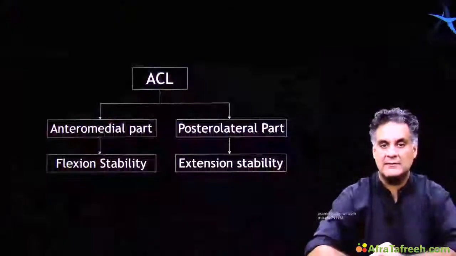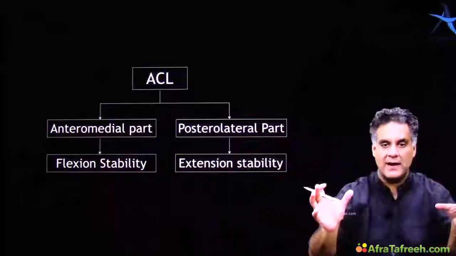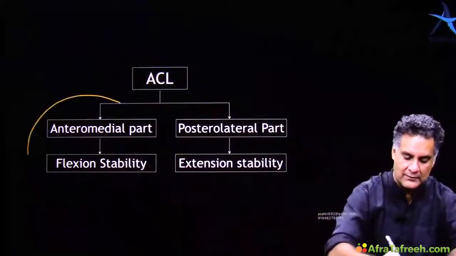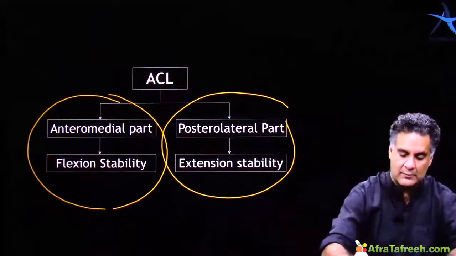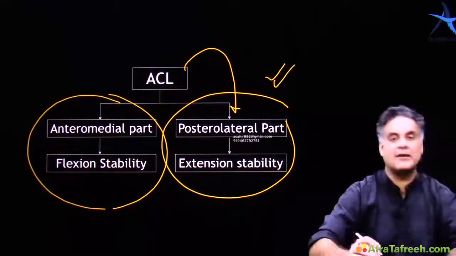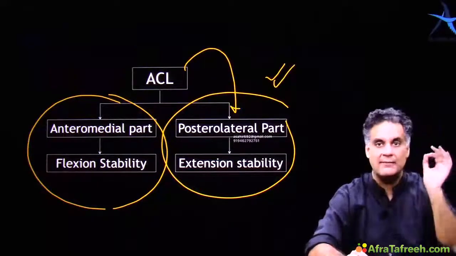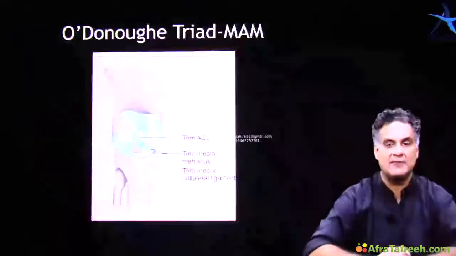So ACL, Lachman test. ACL has two parts: the anteromedial part, which provides flexion stability, and the posterolateral part, which provides extension stability. And it's the posterolateral part providing extension stability which is very commonly asked in your exams.